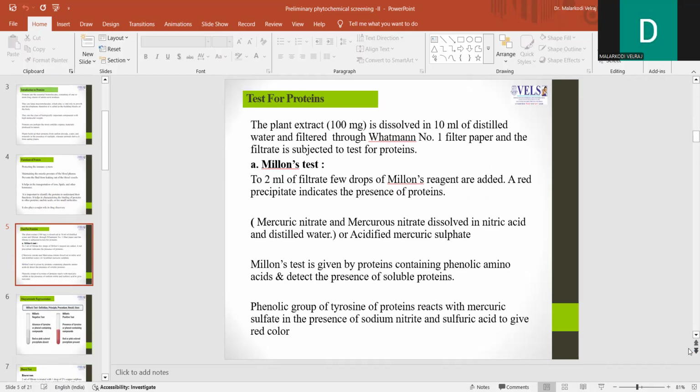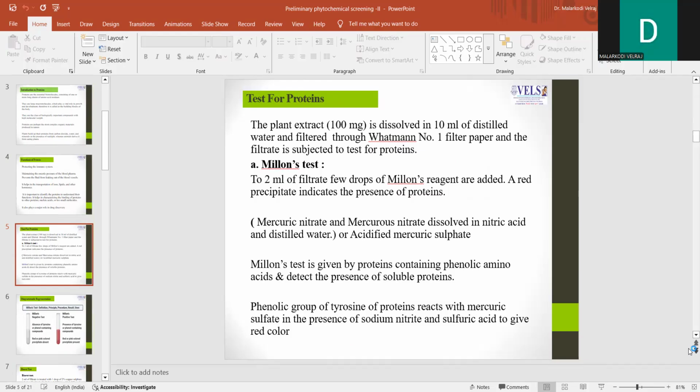Test for proteins. Take about 100 milligrams of the plant extract, dissolve it in 10 ml of distilled water, and filter it through Whatman No. 1 filter paper. The filtrate is subjected to tests for proteins. First comes Millon's test. To 2 ml of filtrate, a few drops of Millon's reagent are added. A red precipitate indicates the presence of proteins.